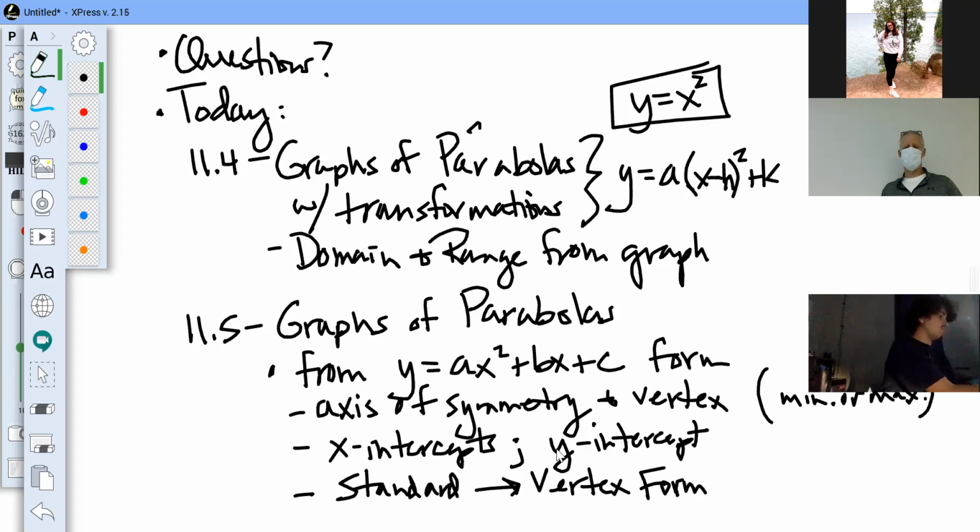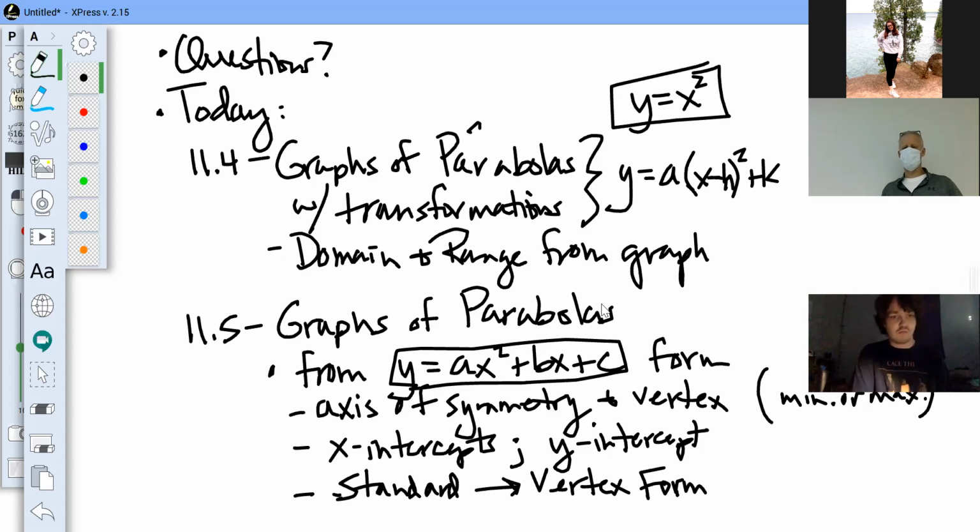And then there's one problem that says, go from standard form, which is this right here, and change it to vertex form, which is this right here, okay? There is a process that involves completing the square to do that. It's not fun. It's not terrible, but I have an easier way, and I'm going to show you the easier way. It's much, much better. We're going to look at domain and range.